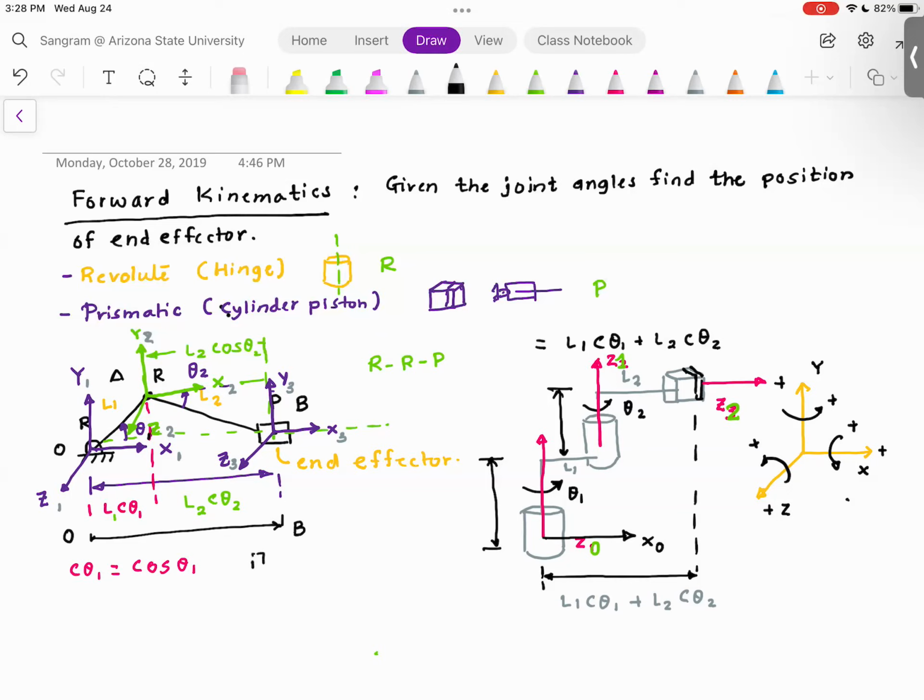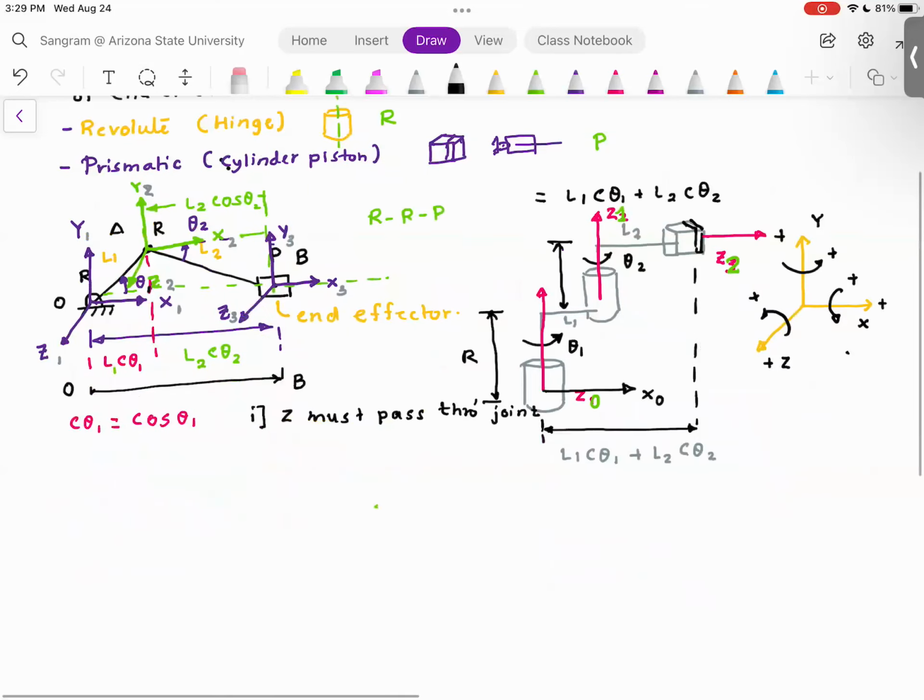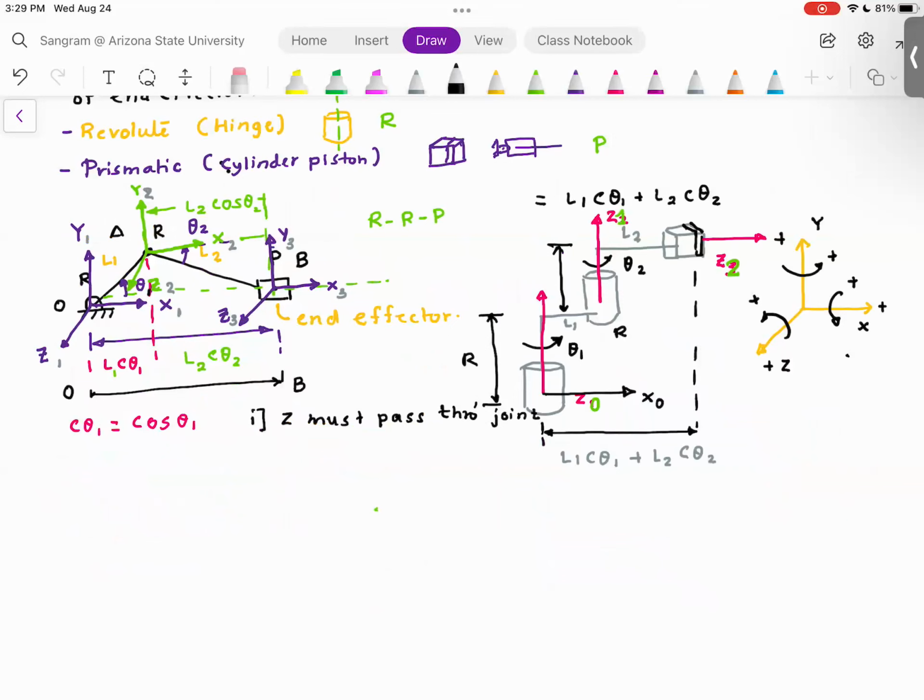So let me write down the first rule. Z must pass through the joint. And I don't have any preference whether the Z goes up or Z goes down. Or in the case of the prismatic joint, which is at the end, whether the Z goes towards right or Z goes towards left. So this is R, P.